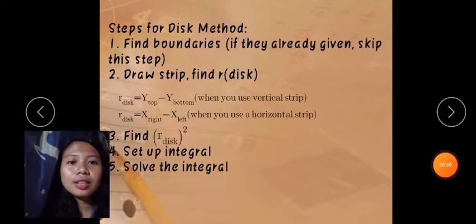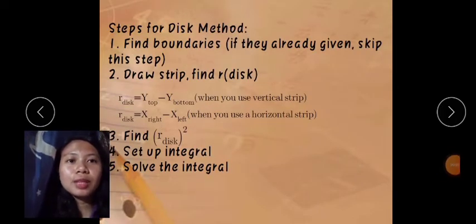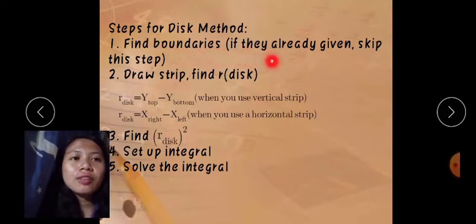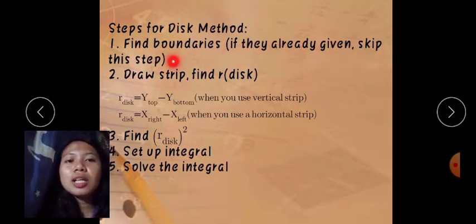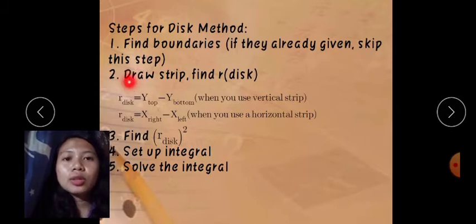Now we have the steps for solving this method. Step 1, find the boundaries. If the interval or the boundaries are already given, you can skip this step 1. Step 2, draw a strip. Draw a strip on your graph and find r des.